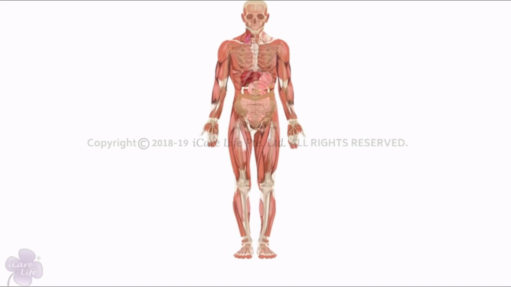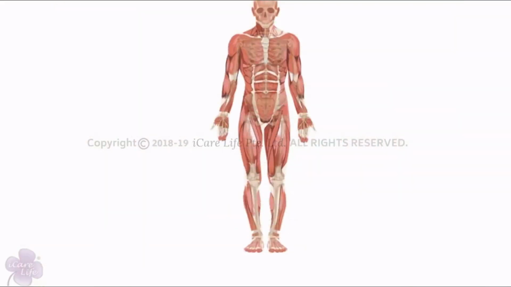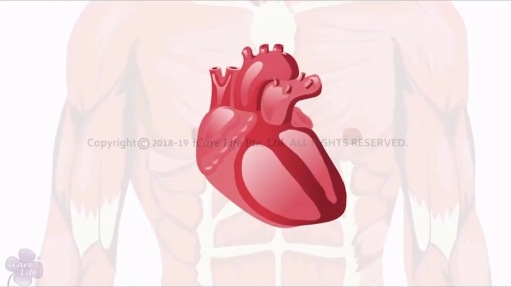Smooth muscles are involuntary muscles controlled by the nervous system. These muscles are found in the esophagus, stomach, intestines, and other hollow organs. Cardiac muscles are muscles lining the heart.